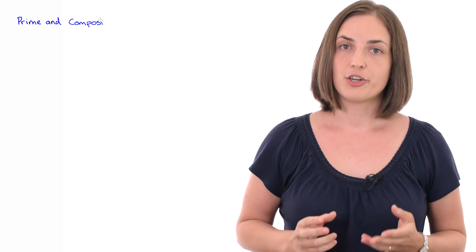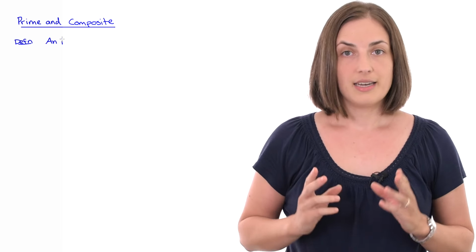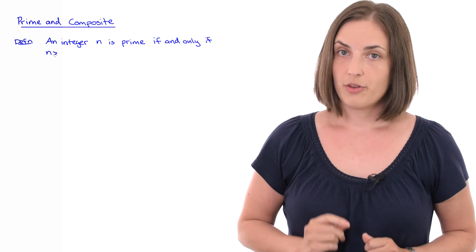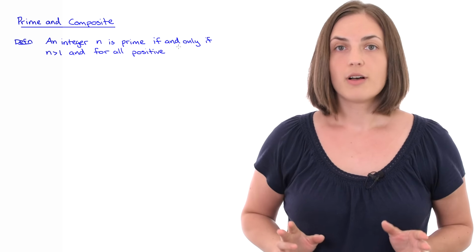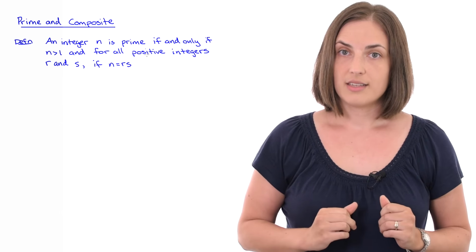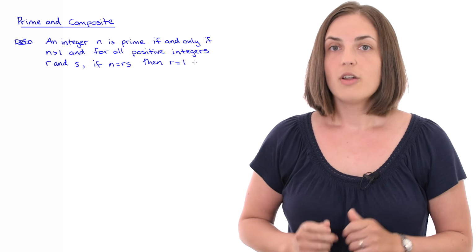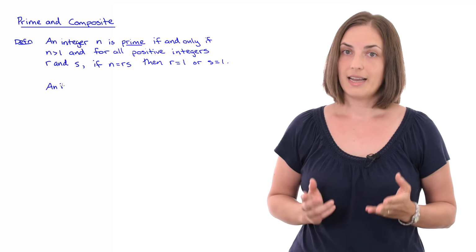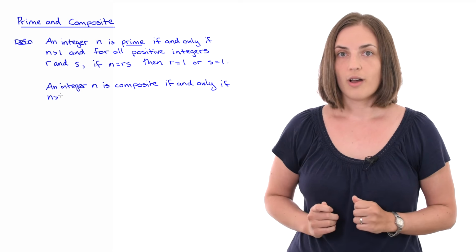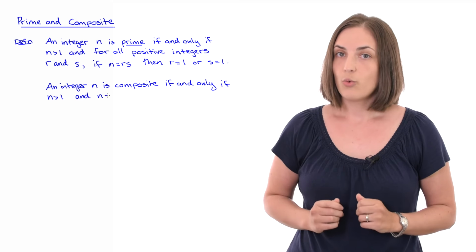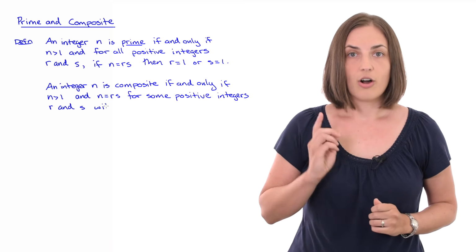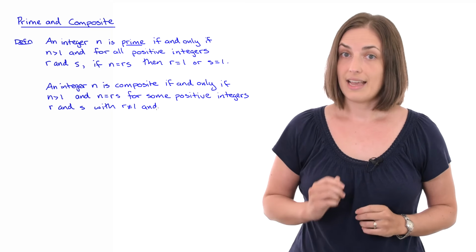Next, let's define the terms prime and composite. An integer n is prime if and only if n is greater than 1, and for all positive integers r and s, if n equals r times s, then r equals 1 or s equals 1. An integer n is composite if and only if n is greater than 1 and n equals r times s for some positive integers r and s where r is not equal to 1 and s is not equal to 1.